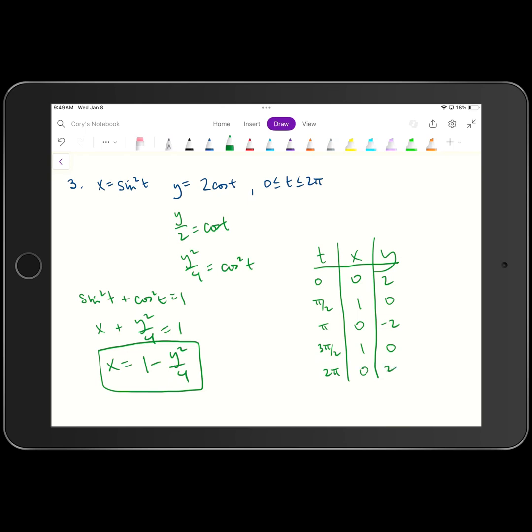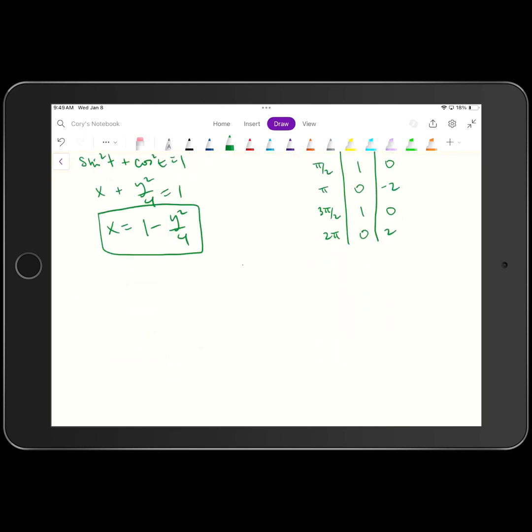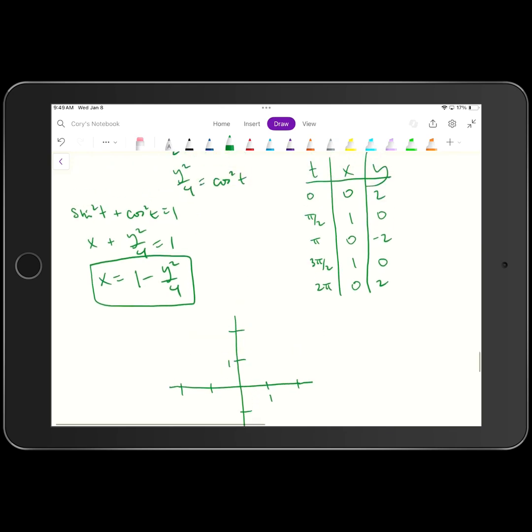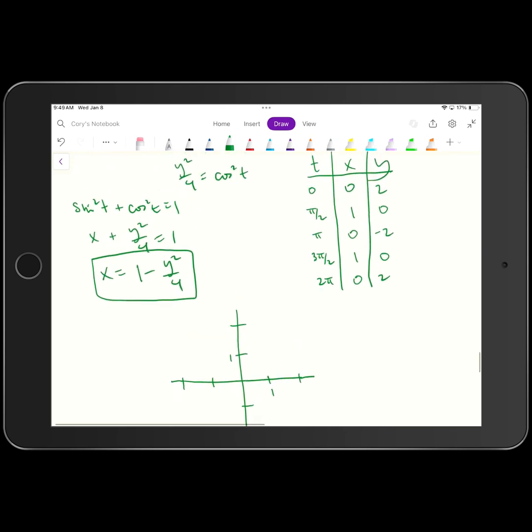Okay, so we can go ahead and make ourselves a coordinate plane here. I think that this is going to be enough. So if I make a coordinate plane going, let's say, 2 units in each direction, we're going to go up 2 units, down 2 units, right and left 2 units. Again, we know that this is going to be a parabola opening to the left. So we're going to go ahead and start by plotting our points.